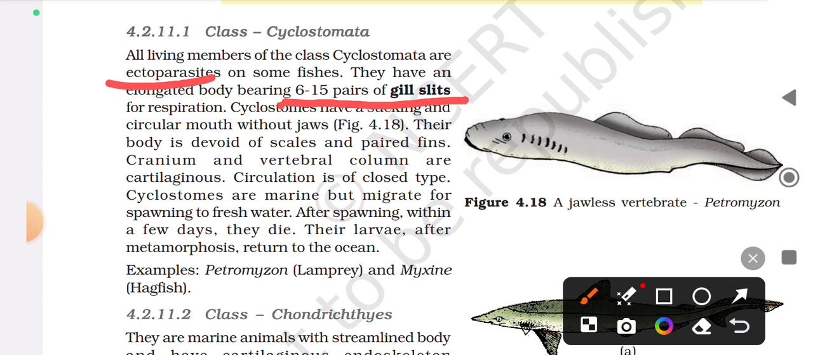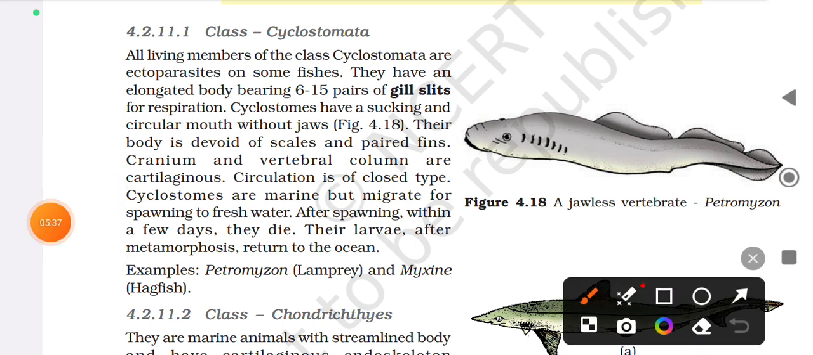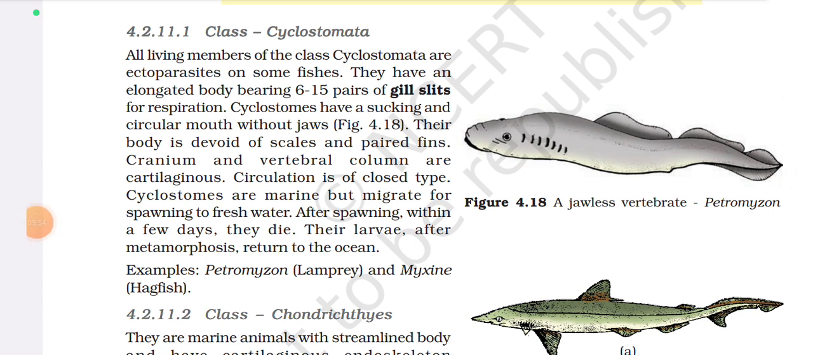They are ectoparasites. The next one is their body is what? Devoid of scales. They didn't have scales. Normally you see the bony fishes, they have scales present. In cyclostomes, they didn't have scales. Devoid, that means lack of scales. The next is cranial and vertebral column are cartilaginous. Important. You know that they are under vertebrata, so they have vertebral column which is made up of cartilage. Okay, cranial, the bone which is present in the head part.